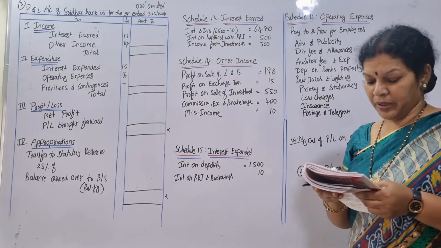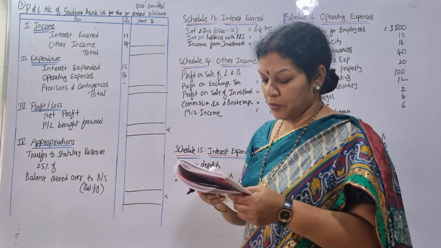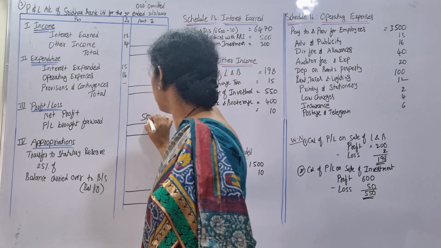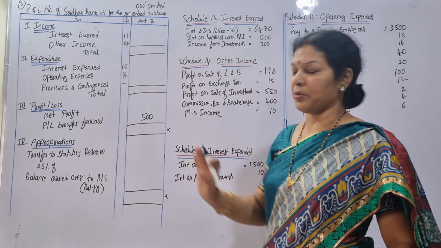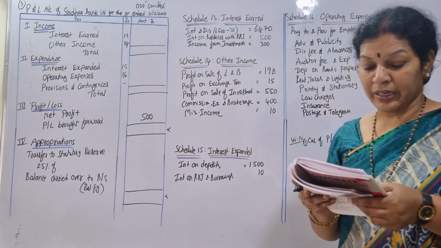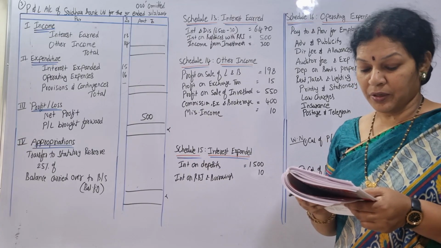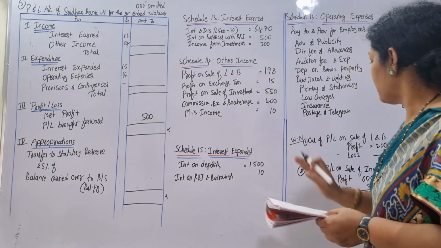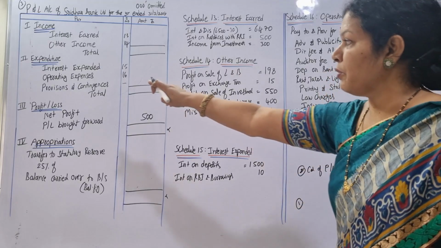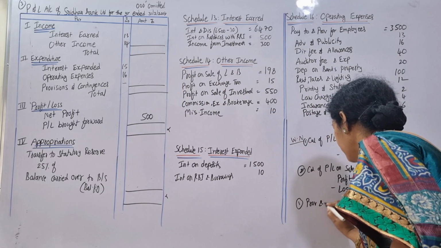Balance of profit for the year ended. This is balance forwarded profit. So how much is it? 500. We'll write here 500. Net profit we are going to find out. And anything else? Make provisions of 8 lakh for taxation and 70,000 for doubtful debts. This is provisions, so this also we can show in working notes. Provisions and contingencies under that.